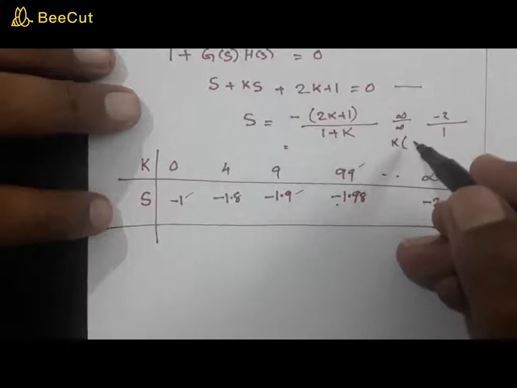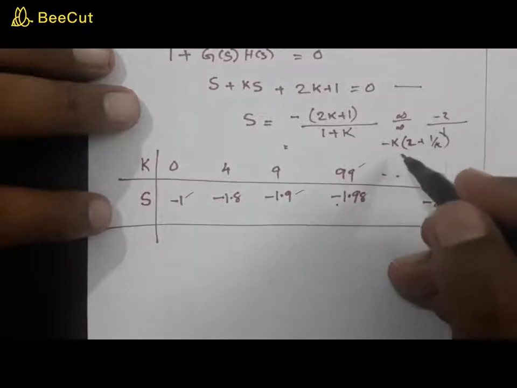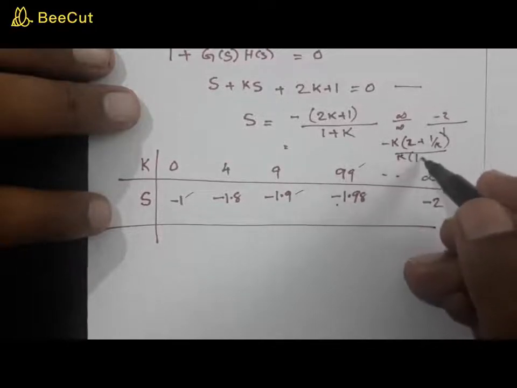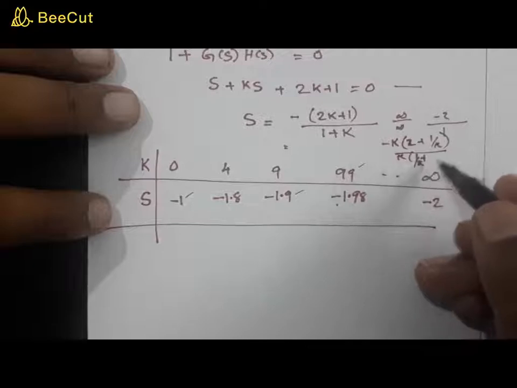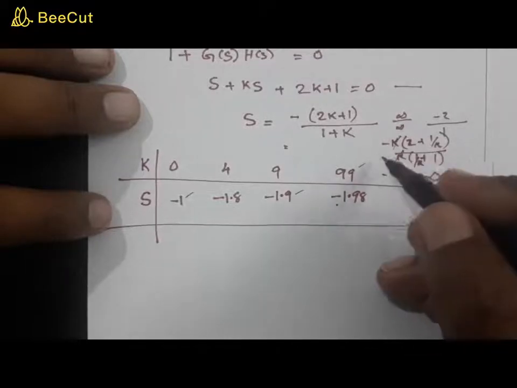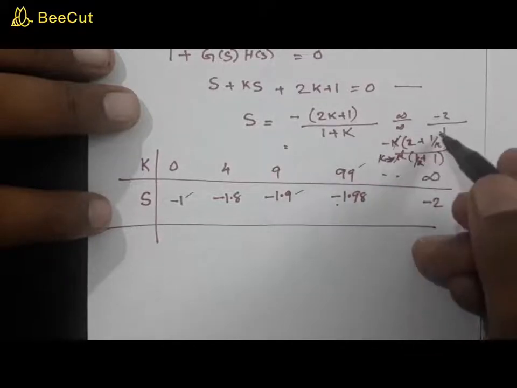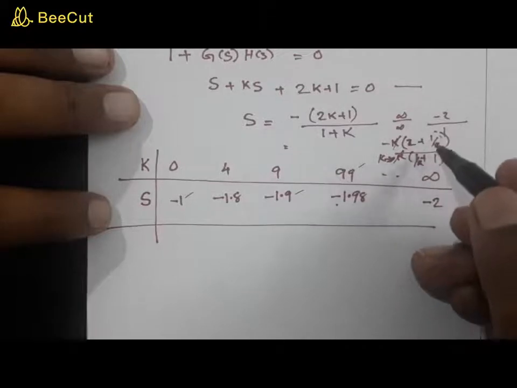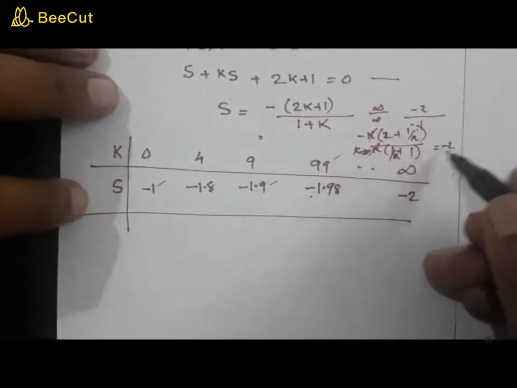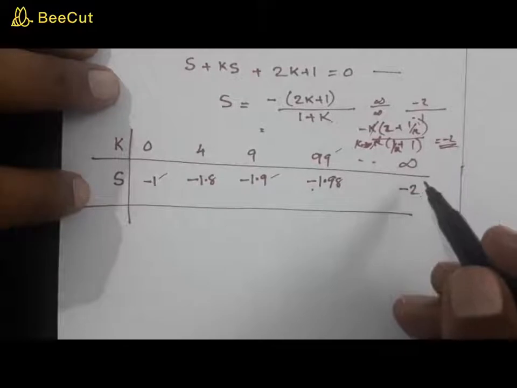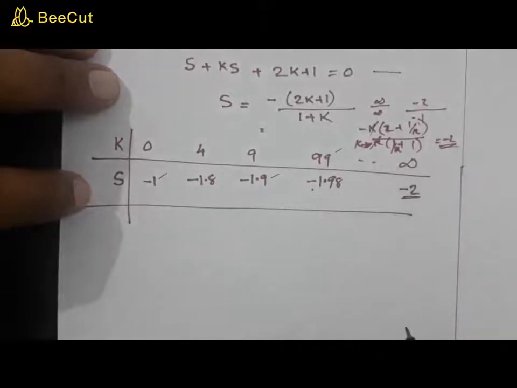When you take k outside, minus k outside, this is (2 plus 1 by k) divided by k into (1 plus 1 by k plus 1), right? So this k and k cancel, k tends to infinity. When you apply k tends to infinity, this becomes 0. So the answer is going to be minus 2. Whatever way you need to, you can find out. So you'll get this as minus 2.